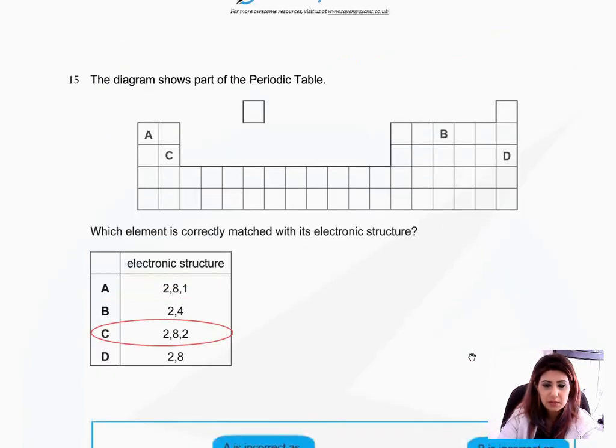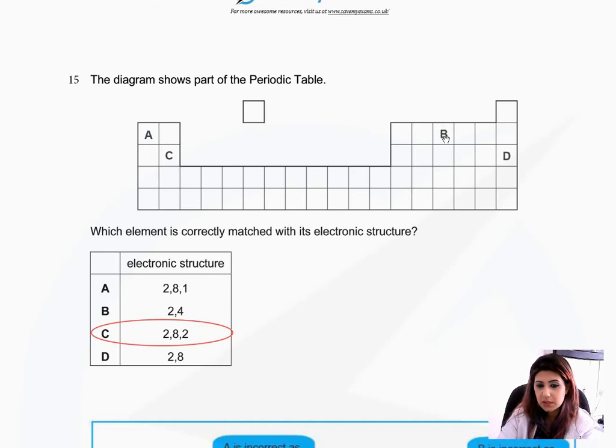Which element is correctly matched with its electronic structure? 2, 8. Oh, okay. So 2, 8, 1 for this one. It does end with 1. If you look at the period, it means the number of shells. So this is period 1 and this is period 2. So it has only 2 shells. If you look at here, it has 1 shell, 2 shells, 3 shells. It can't be A.